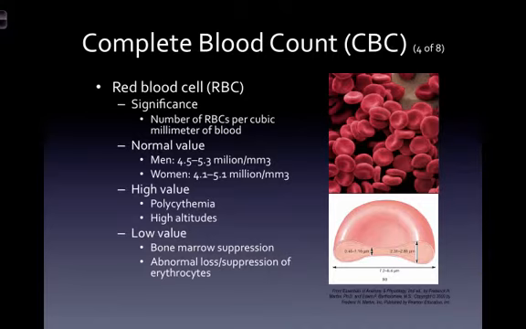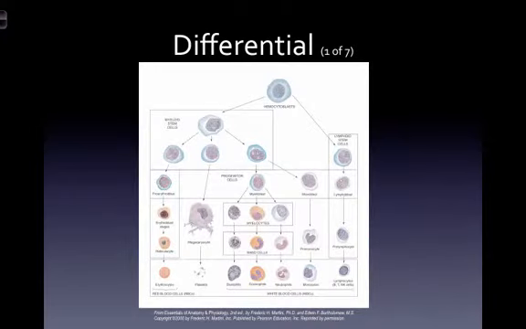Now, you can become polycythemic from living like a Sherpa, and those would be the people that carry the packs on Mount Everest. High altitudes, very simply, cause hypoxia because of low atmospheric pressures, and your body produces more red blood cells, so whenever it does find oxygen, it has the ability to transport it. Low values, bone marrow depression, and since we make red blood cells in the bone marrow, abnormal loss or suppression of erythrocytes. And this could be through blood loss, anemia, something along those lines.